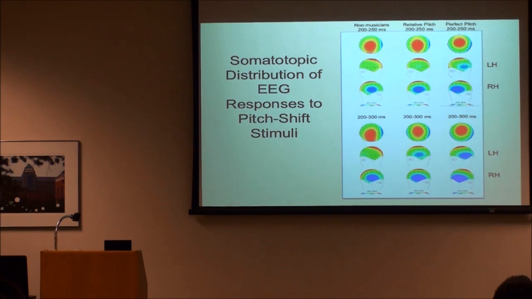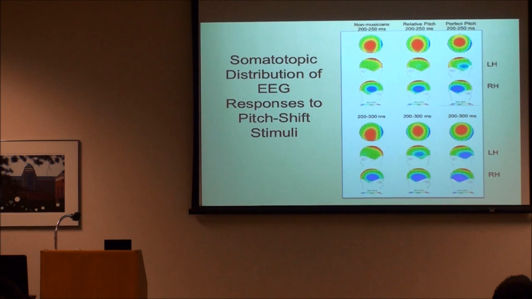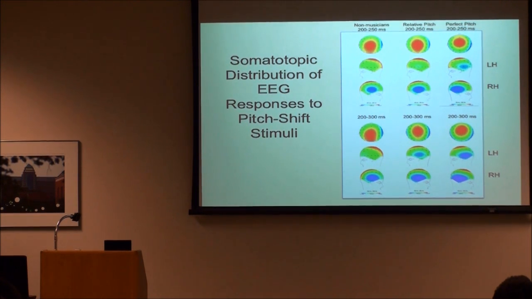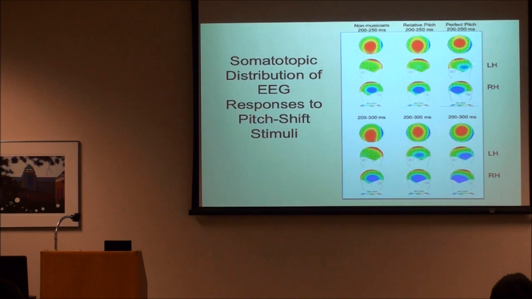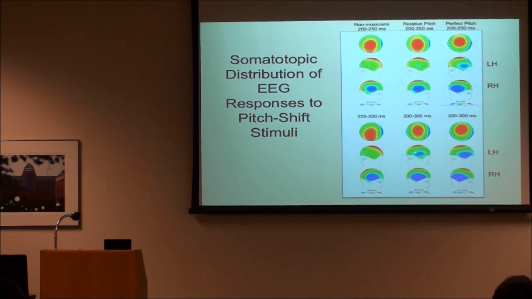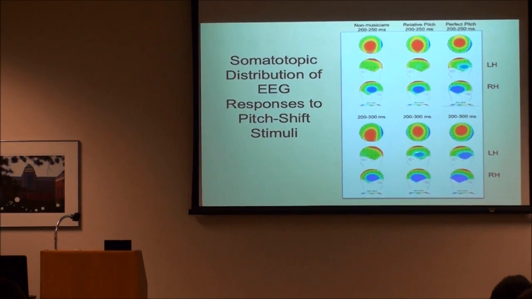And what we see is that the musicians with perfect pitch begin to activate the left hemisphere earlier than the other subjects. Everybody is just doing a lot of the processing in the right hemisphere. But what's unique is that the musicians with perfect pitch begin activating the left hemisphere earlier and in a longer time range than the relative pitch musicians begin doing this as well.